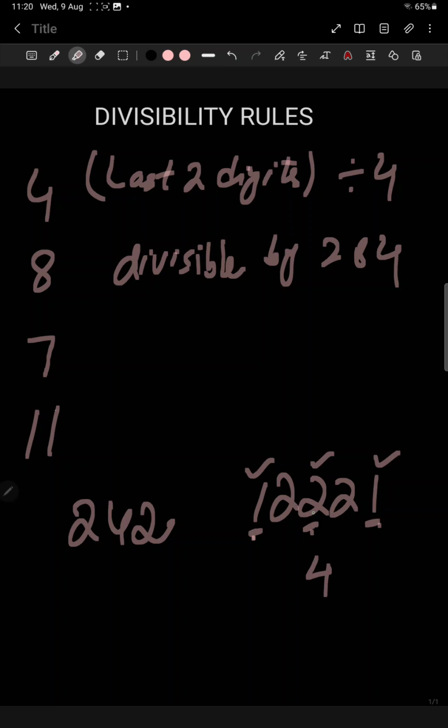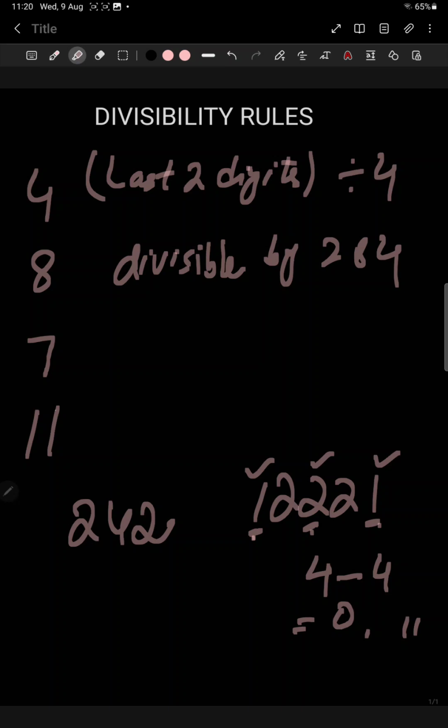Then add the numbers at the even places. 2 plus 2, it also gives us 4. Then subtract them. If the answer is either 0 or 11, the number must be divisible by 11. So this is giving us 0, so it must be divisible by 11. This number is divisible by 11.